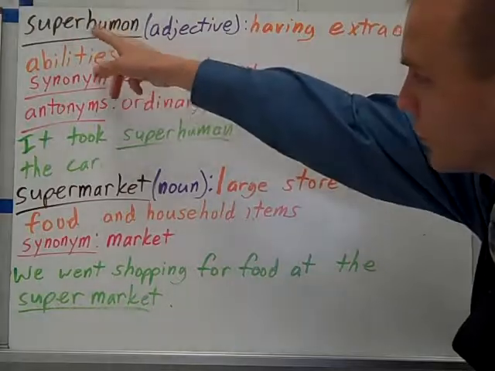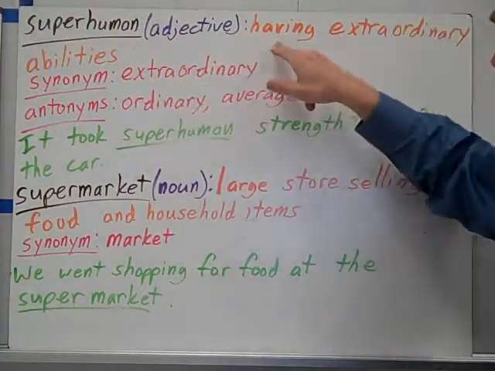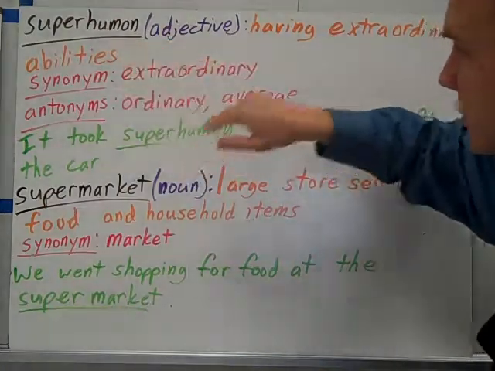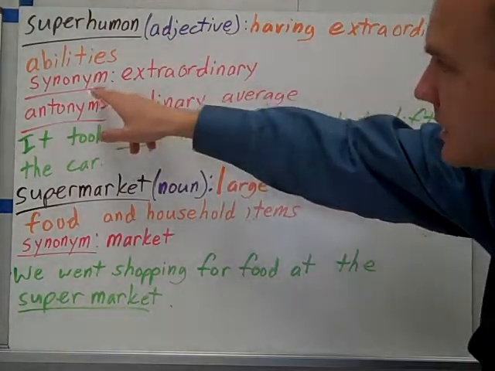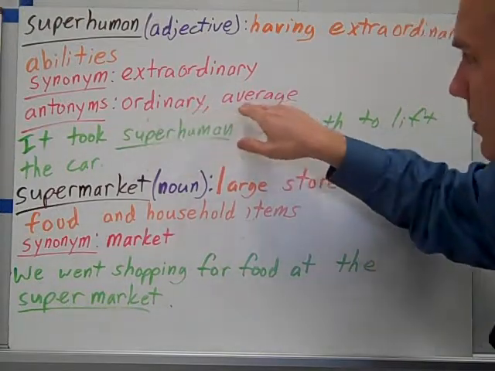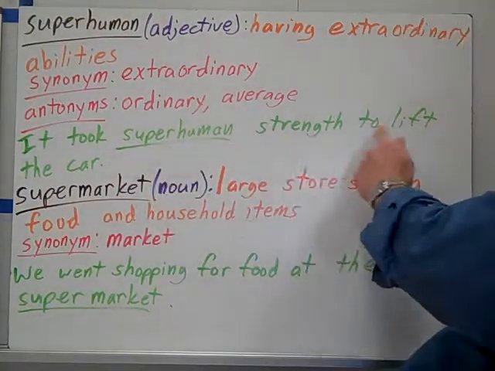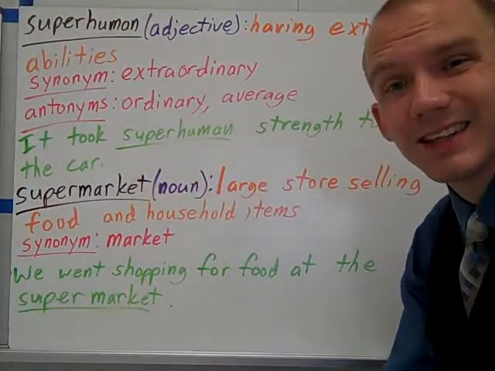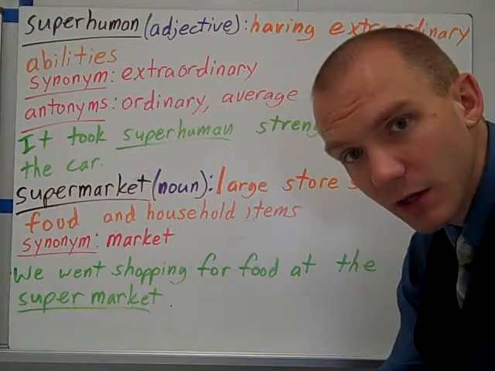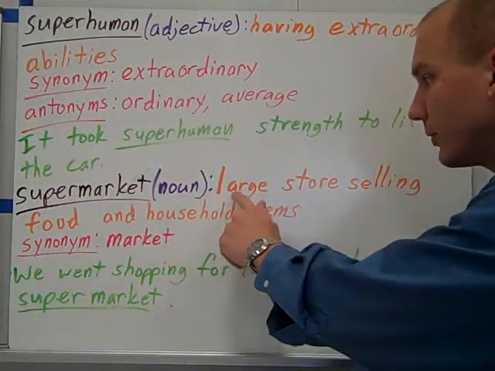Super. We have superhuman and supermarket. Superhuman is an adjective, having extraordinary abilities, or extraordinary. Synonym would just be extraordinary, and some good antonyms would be ordinary or average. It took superhuman strength to lift the car, so that's something that takes a lot of strength. That's why it's superhuman. Supermarket is a noun.